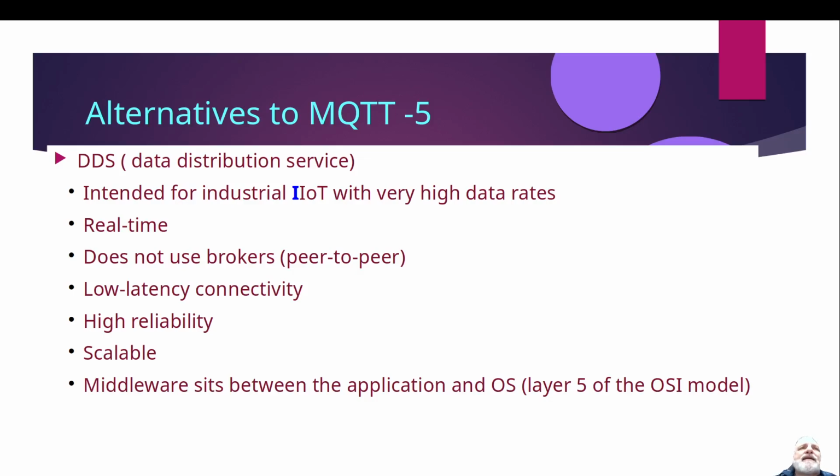Another one is called DDS, Data Distribution Service. This is intended for industrial, so this is dedicated specifically for industrial IIoT with very high data rates. So this is designed for more data than MQTT or CoAP. It's also designed specifically for real time. So it's not using a broker, it's not using the middleman, it's more of a peer-to-peer communication, low latency, which goes along with the real time, extremely reliable, highly scalable.